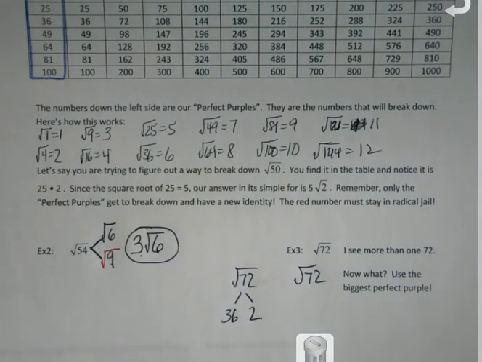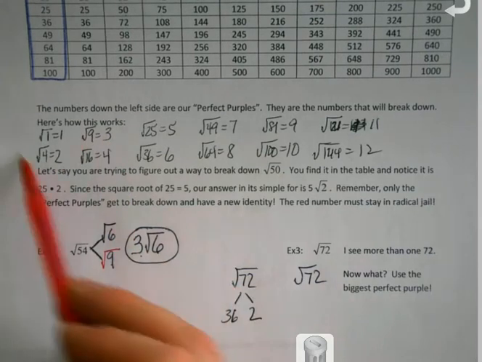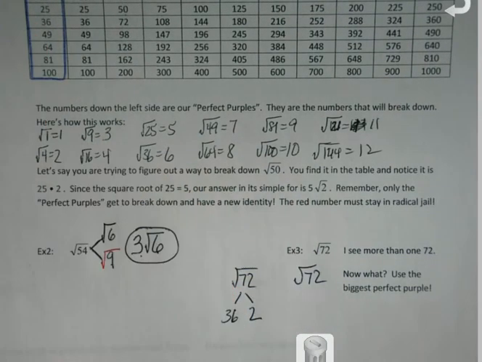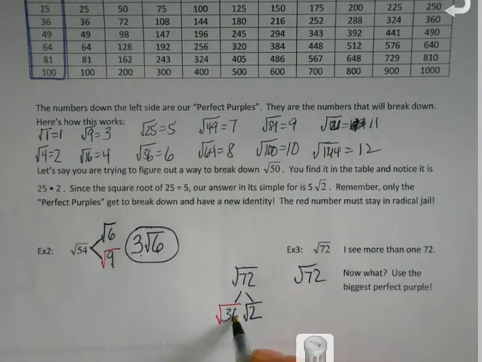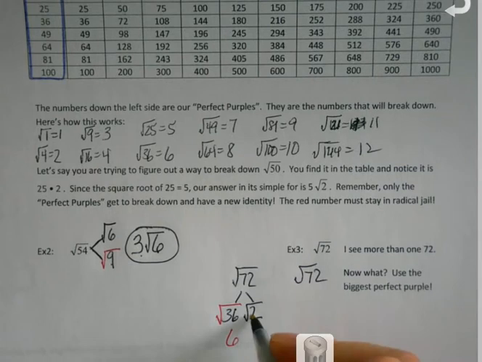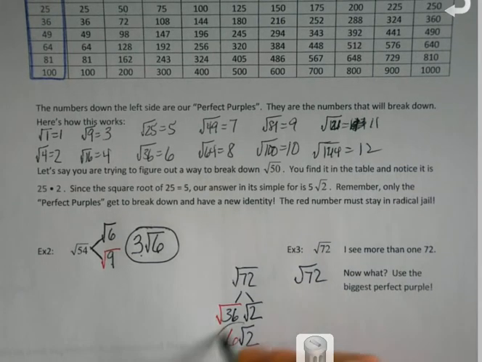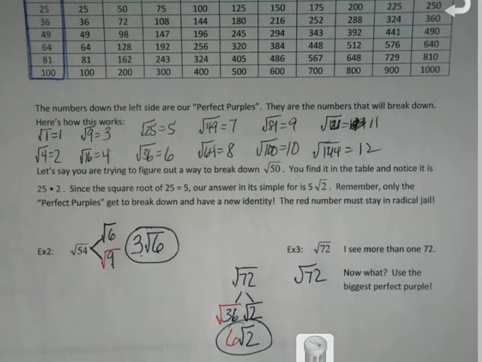Whichever one's the perfect square. Okay, this one is in my purple list here. I'm going to give it a different color because it's going to remind me that one's got to break down. The square root of 36 is 6. And then again, one will break down, one won't. I get my answer. You're like, okay.